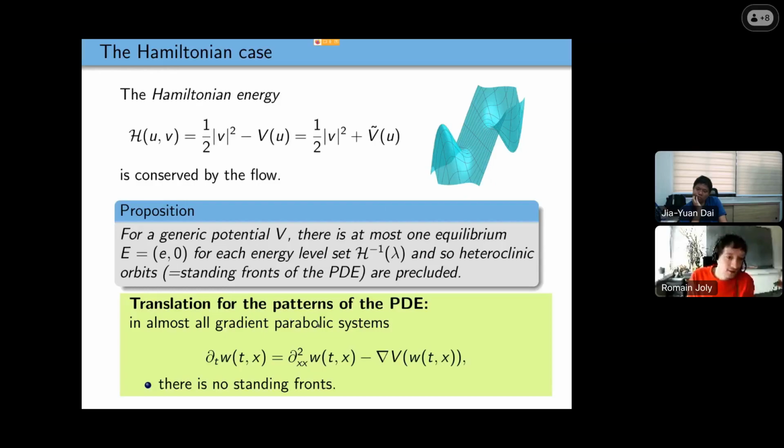And that is exactly what is written here: for a generic potential, there is at most one equilibrium point for each level set of the energy. So heteroclinic orbits for the ODE, orbits connecting two different equilibrium points, are not possible. And for the PDE, it means that there are no standing fronts. So the fronts are always moving at some speed. It's not possible to have a zero speed front. Again, it is possible if you choose a very particular potential, but it's not possible for most potentials.